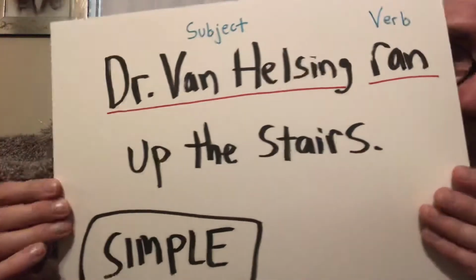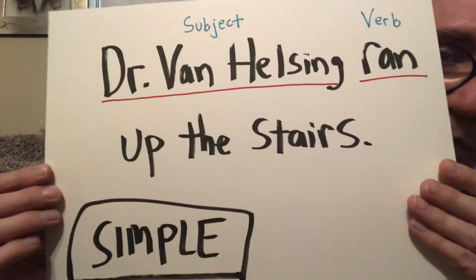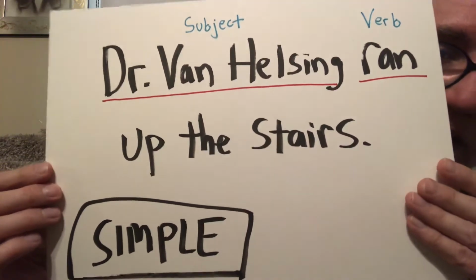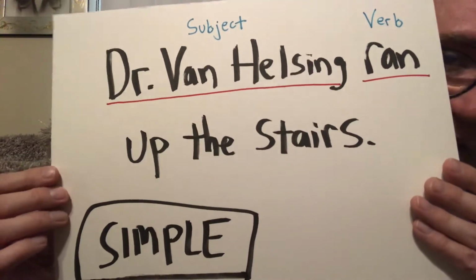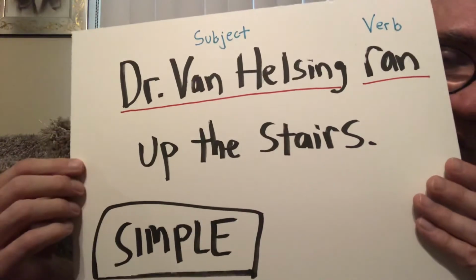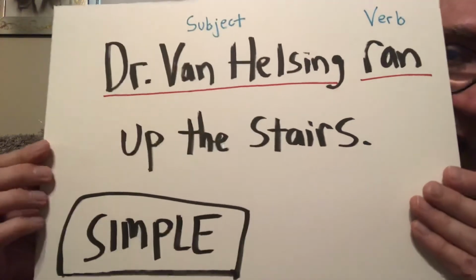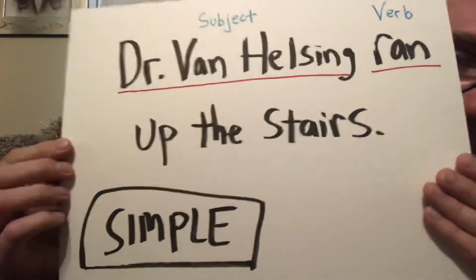I guess we could take out the prepositional phrase and just say "Dr. Van Helsing ran." That would still be grammatically correct. It just doesn't tell us a whole lot. It just tells us that he ran. It doesn't tell us where he ran or very much at all. So a little more information here, just giving us a prepositional phrase, isn't a bad thing. So, okay. So that is that.